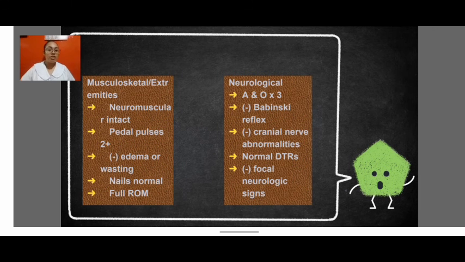For the neurological examination, the patient is active and responsive to his environment. Babinski reflex is observed. Abnormalities in the cranial nerves are observed also. Normal deep tendon reflexes, and there are focal neurologic signs.